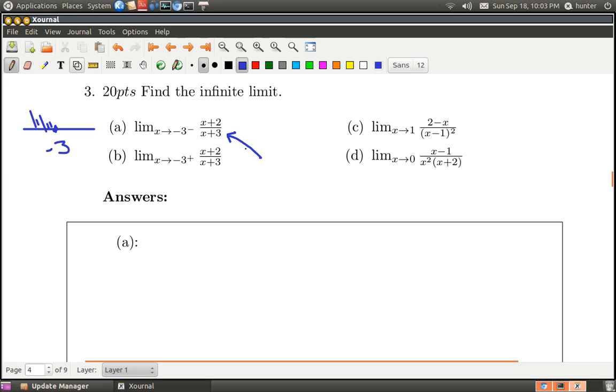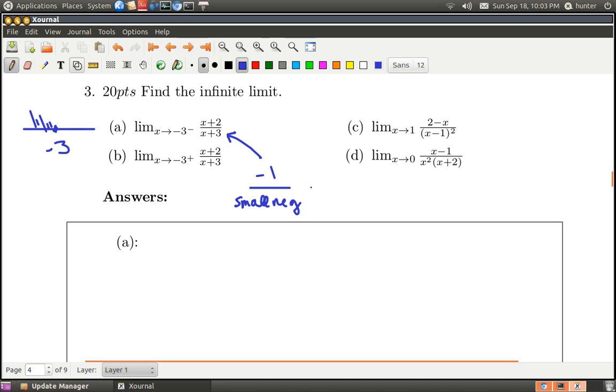So let's see. On top we're going to have something like negative 3 plus 2, so that's just going to be negative 1. So we're going to have something like negative 1 on top, something pretty close to that. And then as we creep up on negative 3 from the left down here, that means that x is always going to be just a little bit less than negative 3. And so that's going to make this a small negative.